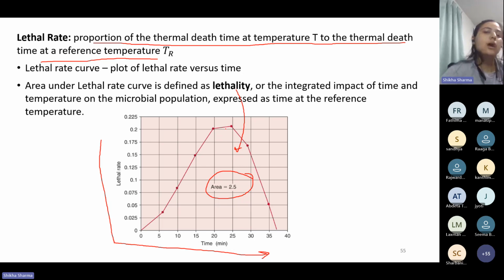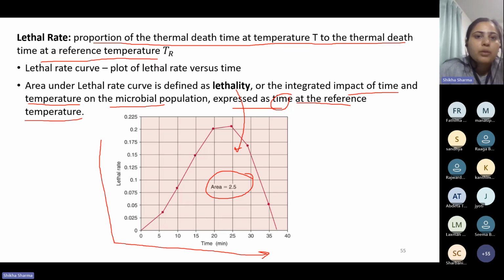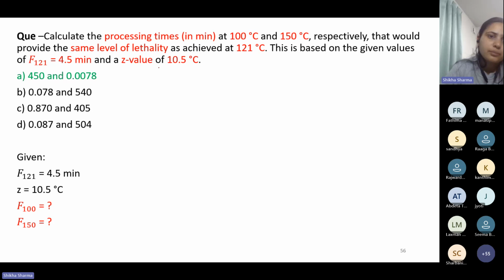This is lethality. When we apply some temperature for a certain time, how much is the population decreasing? It is the time at the reference temperature. We are saying that at this reference temperature, what is the reduction in the population when we take another temperature, so what time does it take with respect to the reference temperature. So now, back to the question.